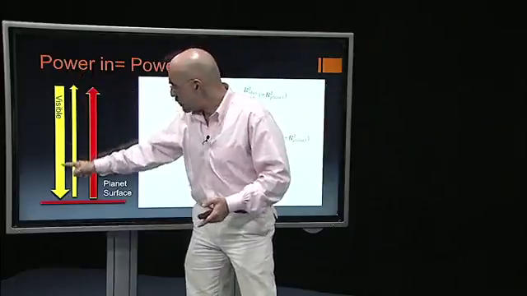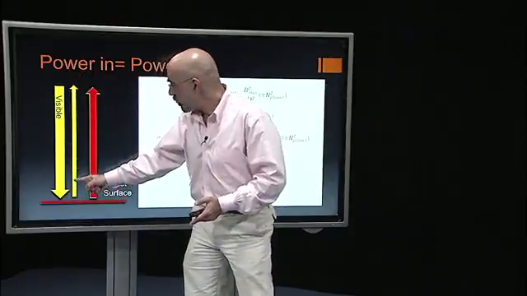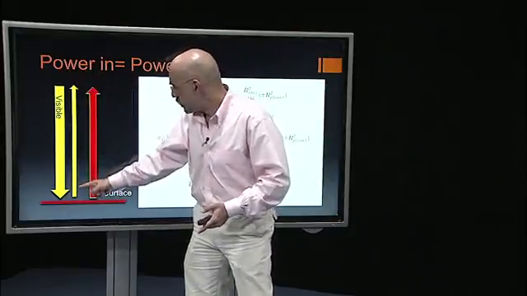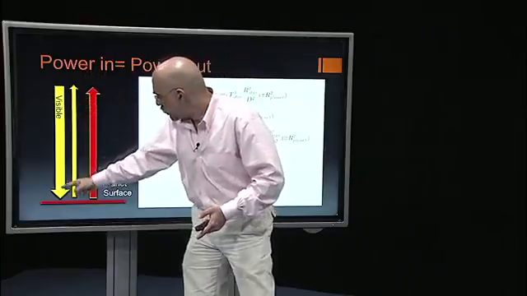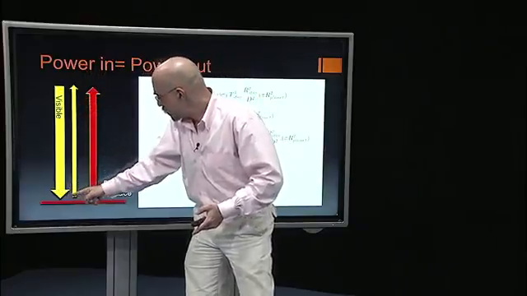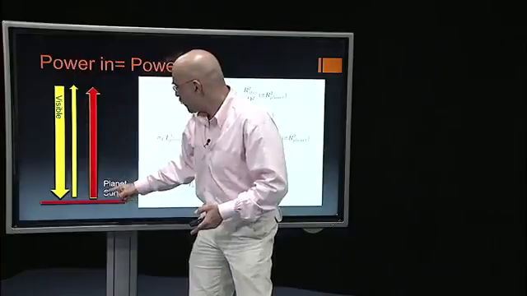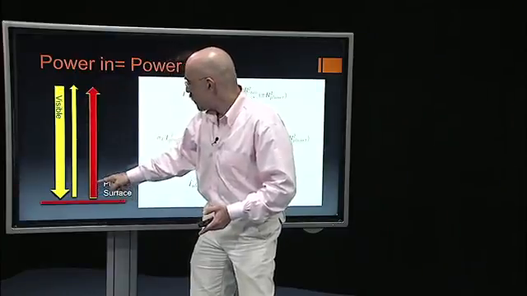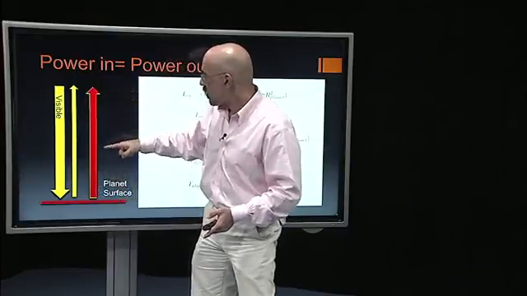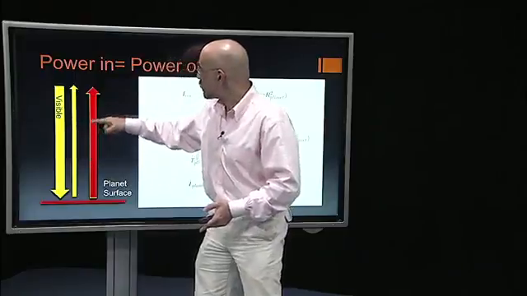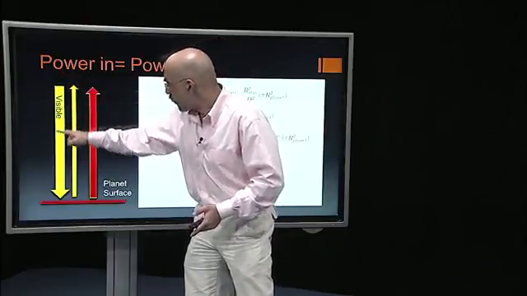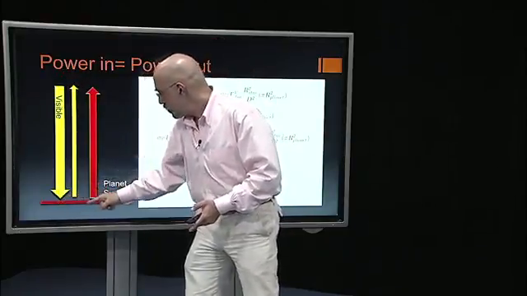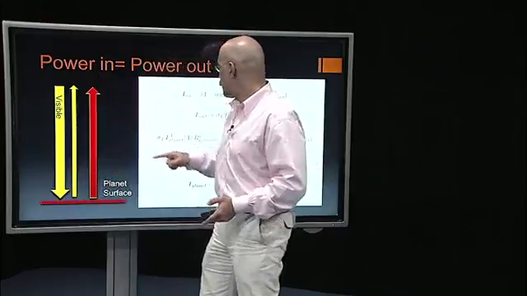The visible light comes in from the sun. A little bit bounces right back out. It's only the difference between these two that gets absorbed in the planet's surface. The planet then emits radiation. We are going to balance these arrows. We're going to equate the power flowing in from the star to the power flowing out.